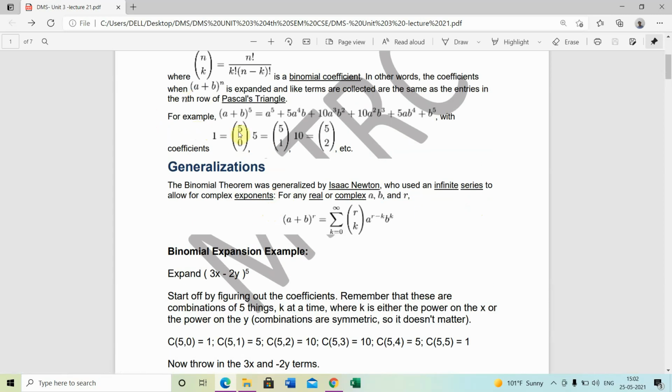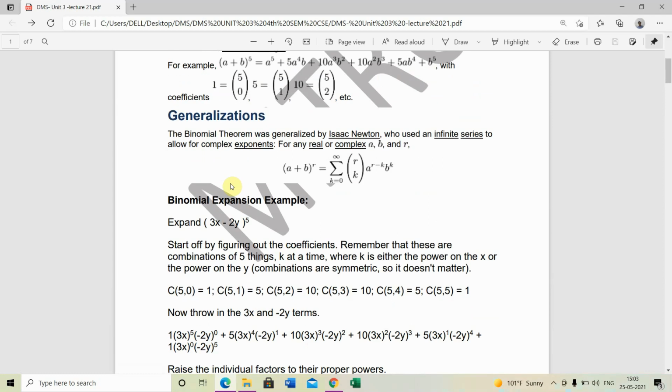For example, (a plus b) whole power of 5 equals a power of 5 plus 5 a raised to power 4 b plus 10 a raised to power 3 b square plus 10 a raised to power 2 b cube plus 5 a b raised to power 4 plus b power of 5, with 1 equals 5 c 0, 5 equals 5 c 1, 10 equals 5 c 2, 10 equals 5 c 3, 5 equals 5 c 4, 1 equals 5 c 5, etc.